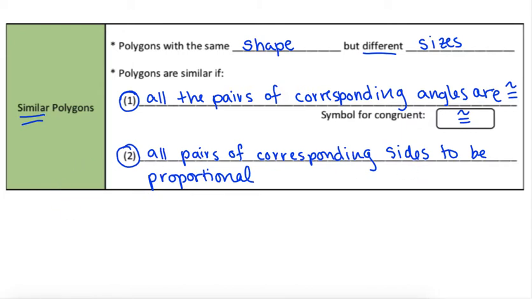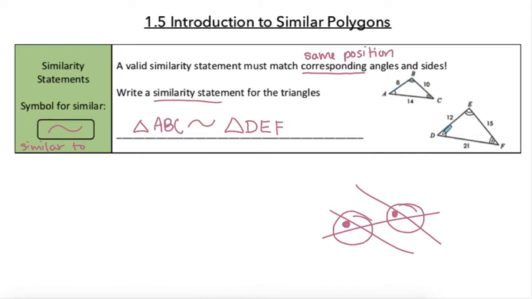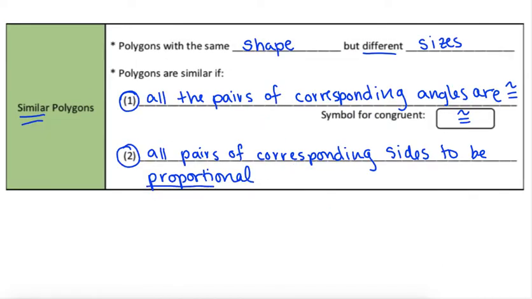So what that tells us is, do you see our congruent marks? We have the angle A is congruent to angle D. Angle B is congruent to angle E. Angle C is congruent to angle F. But 8 is not the same as 12. Those are not the same. So the sides are proportional.